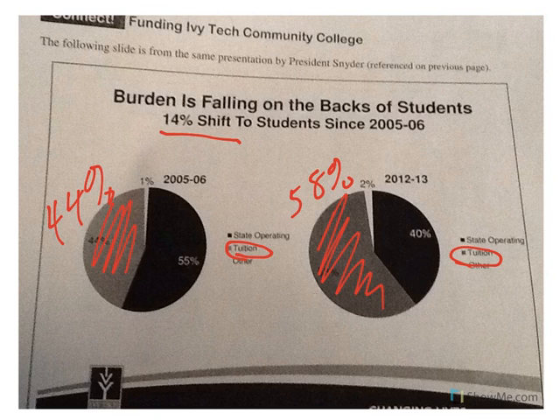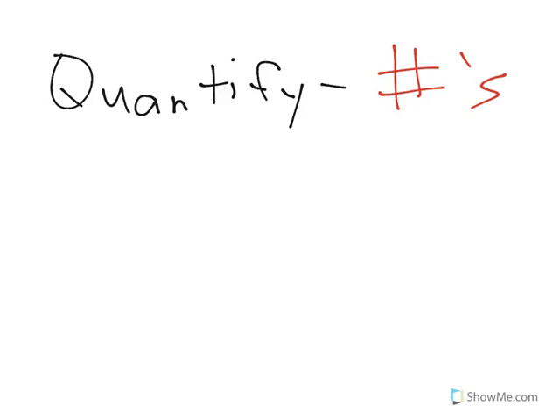Number 2, the focus is on the increased percent of Ivy Tech operating budget coming from students. Quantify the change in the other 2 areas. I want to talk about that word, quantify. What does quantify mean? Basically, to put it easily, numbers. Quantify means use data to give an answer.